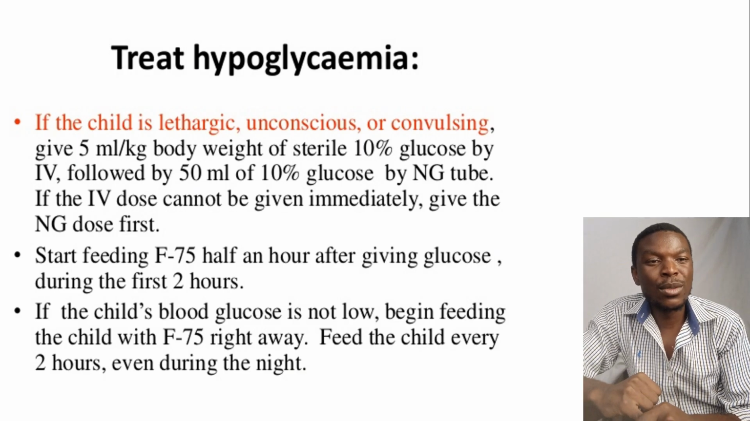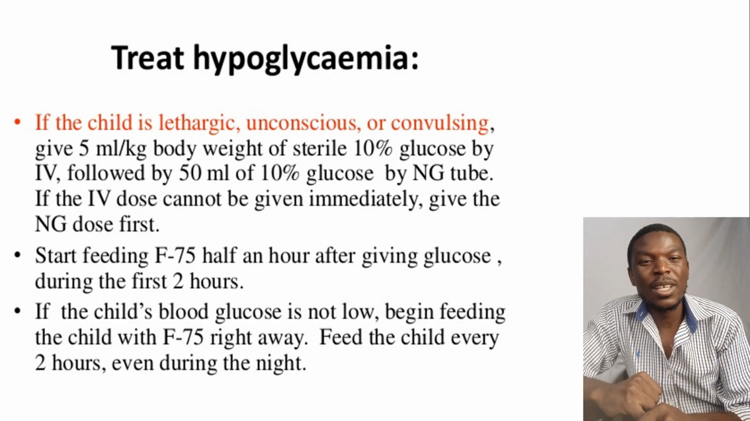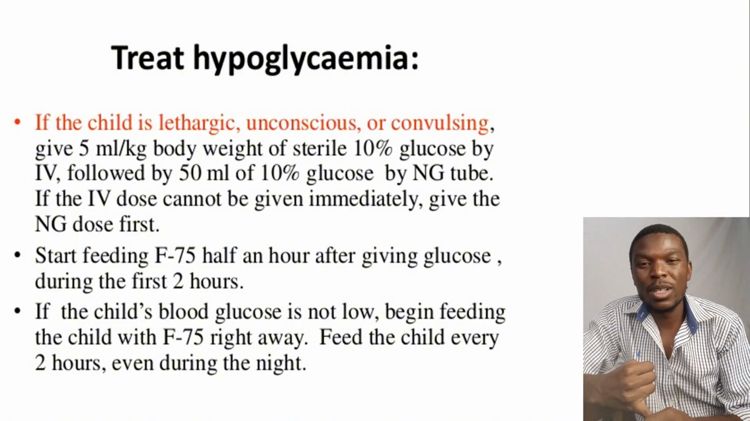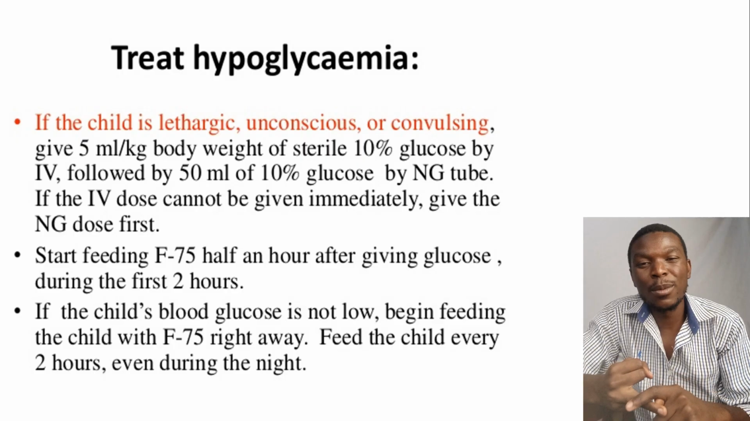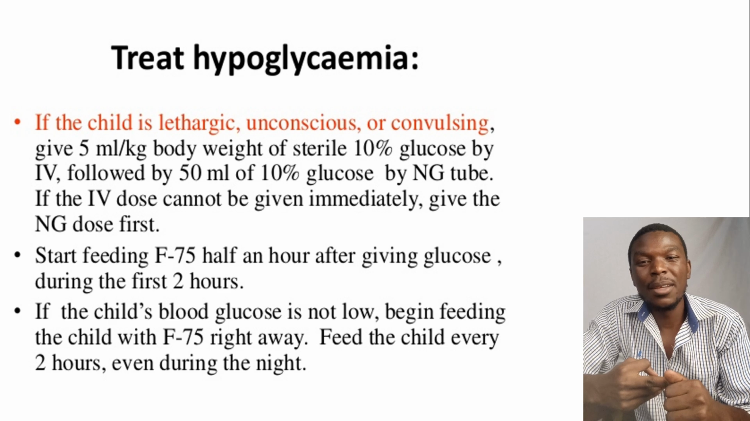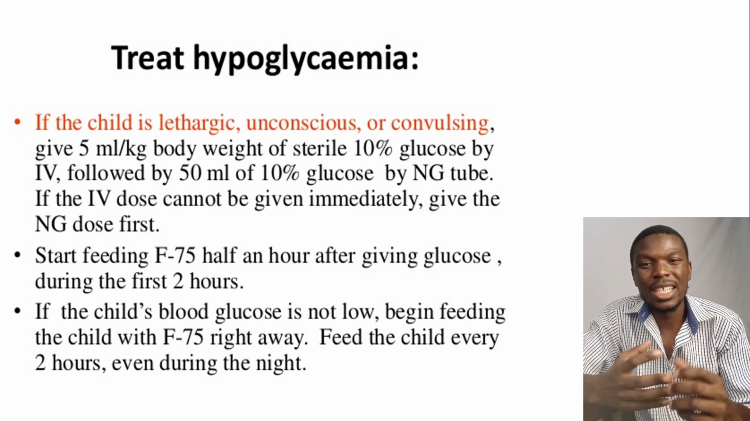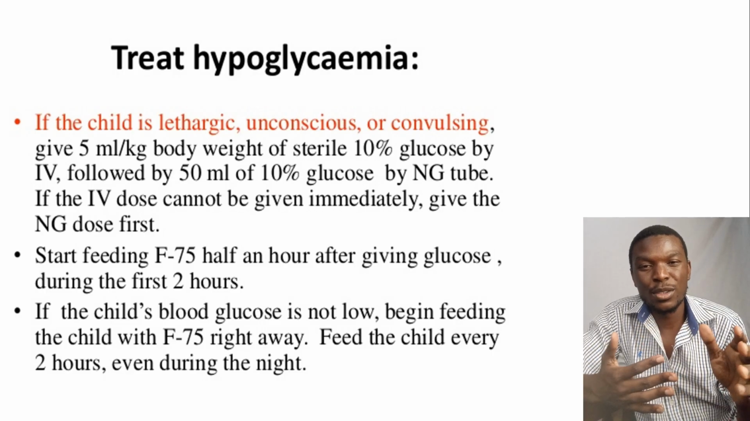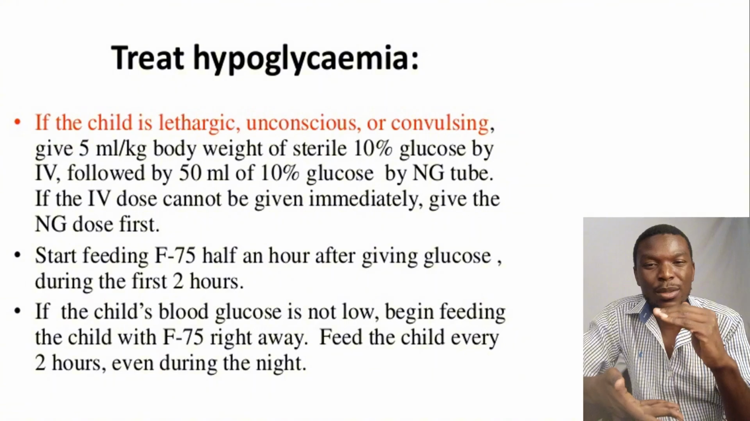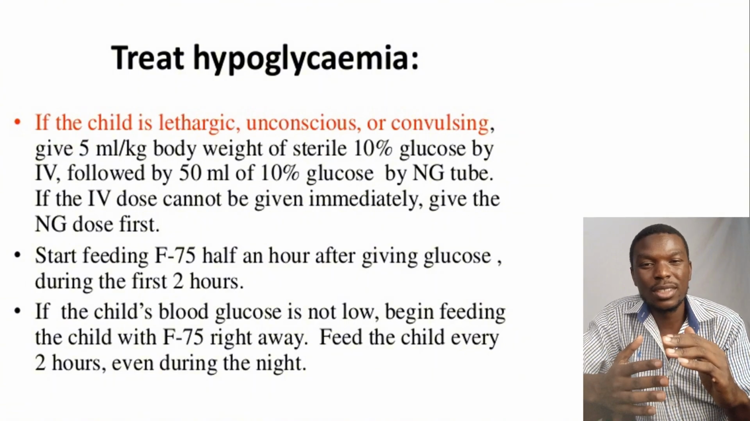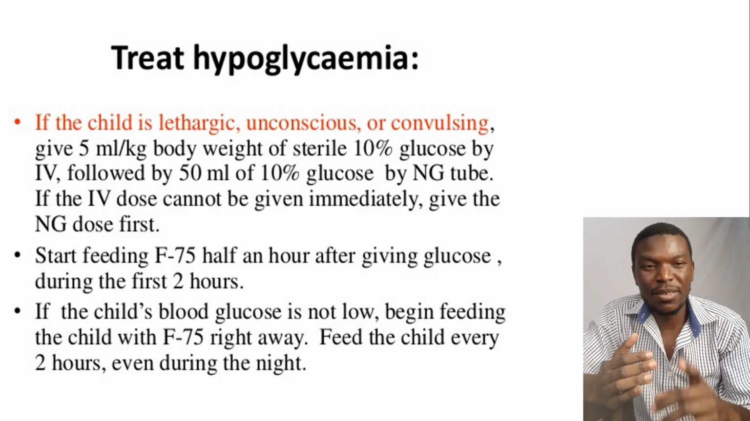Then if the child's blood glucose is not low, begin feeding the child with F75 right away. So the glucose was just trying to control the hypoglycemia. But if the child is not hypoglycemic, we can go direct to feeding the child with F75. So these are just formulas or food packages. I'll show you some pictures and what they contain. They contain a lot of nutrients, proteins, carbohydrates in certain ratios. So we start with F75.